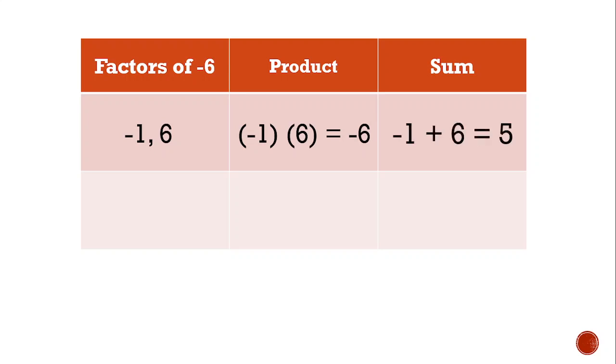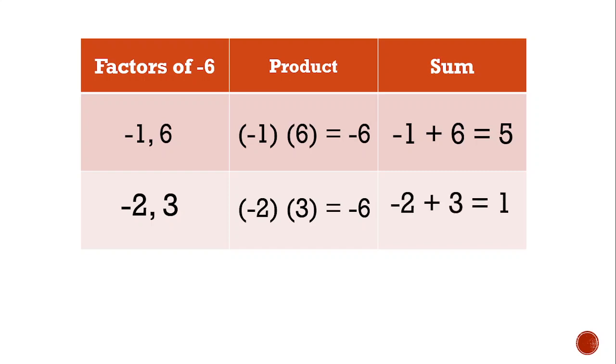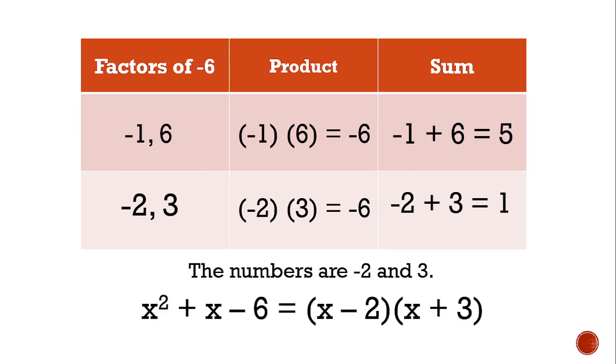And here's the other factor, negative 2 and 3. The product is negative 6 and the sum is positive 1. Therefore, the numbers are negative 2 and 3. And we have x squared plus x minus 6 is equal to open parenthesis x minus 2 close parenthesis open parenthesis x plus 3 close parenthesis as our factor.